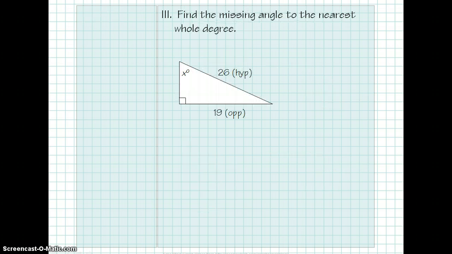Okay. Now I've got two sides, and I want to find the angle. So I've got my opposite side and my hypotenuse. That's going to be the sine. So the sine of whatever my angle is going to be 19 divided by 26. And the way that you undo the sine is you're going to do the inverse sine. So x is going to be sine^-1 of 19 divided by 26. So it's going to be about 47 degrees.